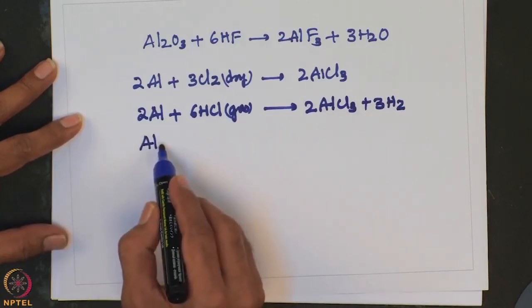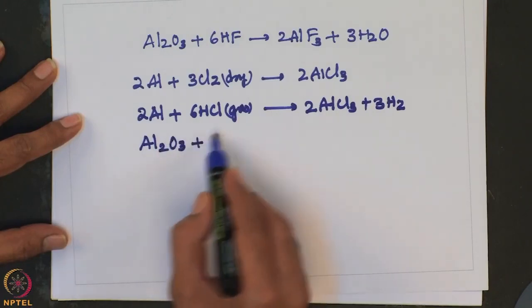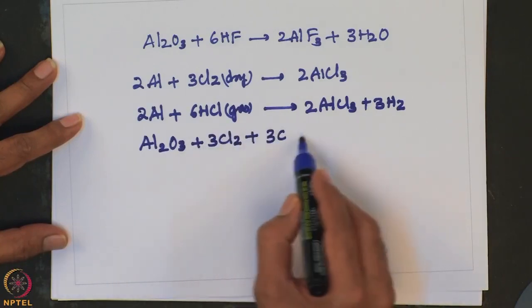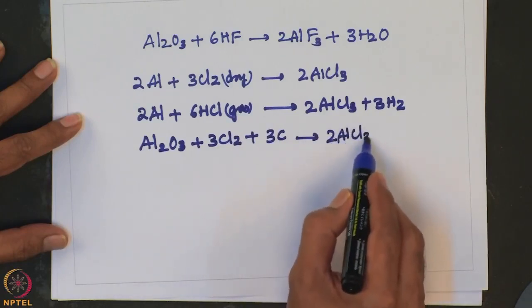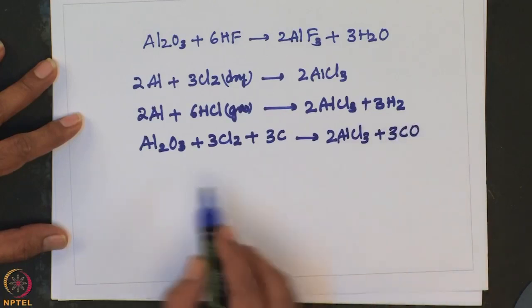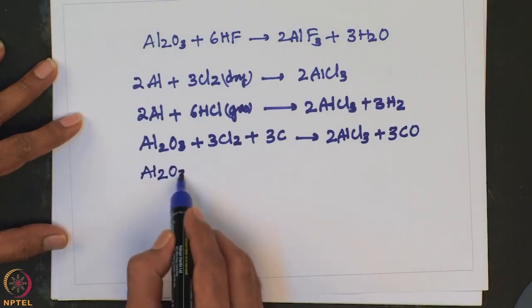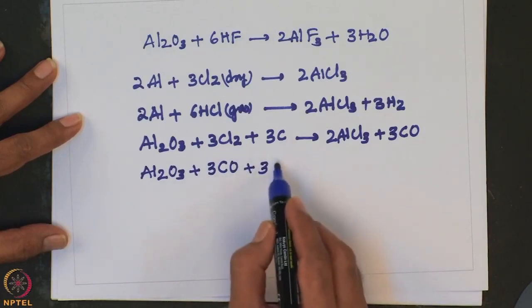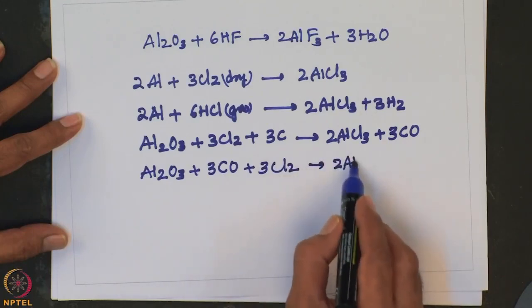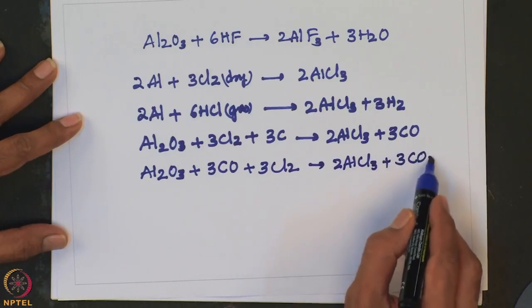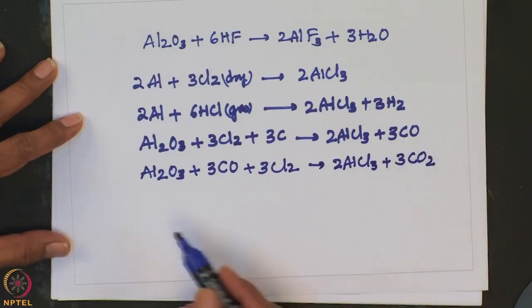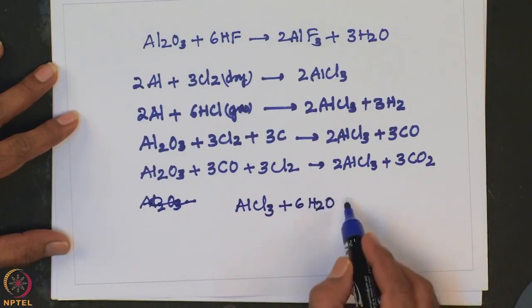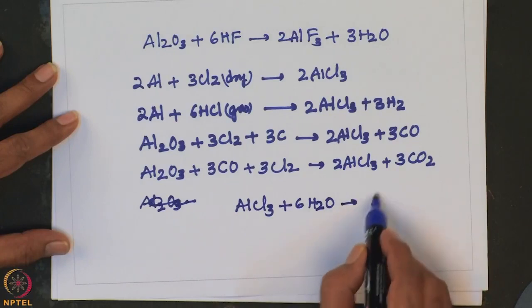One can also use aluminium oxide and chlorine in the presence of carbon as a reducing agent. One can use carbon or carbon monoxide. So, when you use carbon monoxide, you get carbon dioxide, and aluminium trichloride reacts towards moisture. For example, it can form aluminum oxide.